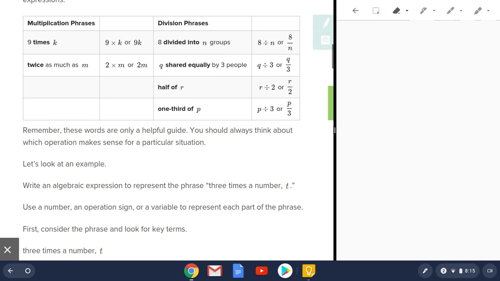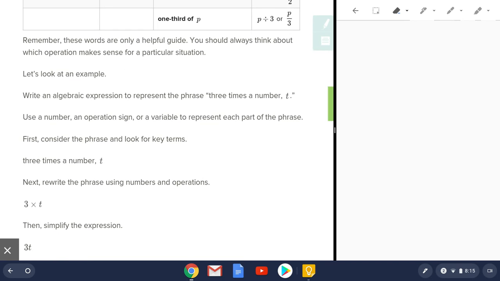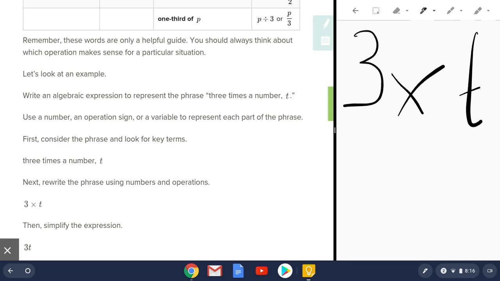Here's an example. Write an algebraic expression that represents the phrase 3 times the number t. So 3 times the number t, if we're timesing something, that means that we're using what operation? Multiplication or division? If you said multiplication, you would be absolutely correct. So we have 3 times the number t. So 3 times something, so it'd be 3 times t. We could also rewrite that as something else, right? 3t. You don't need to have the multiplication symbol.